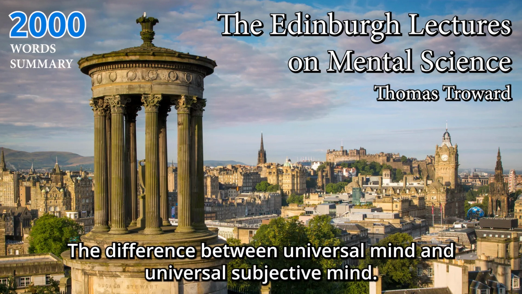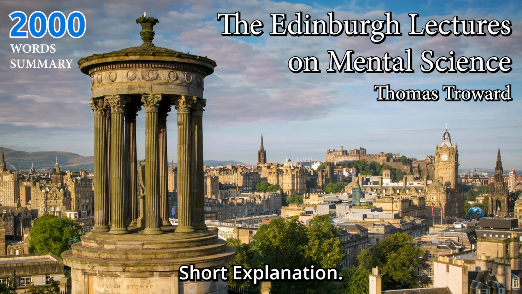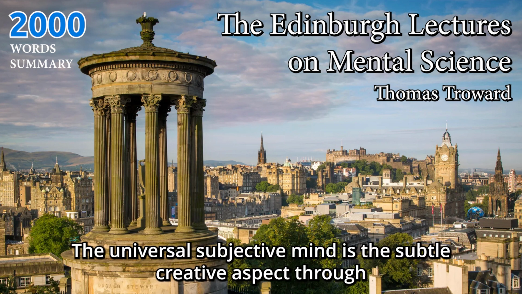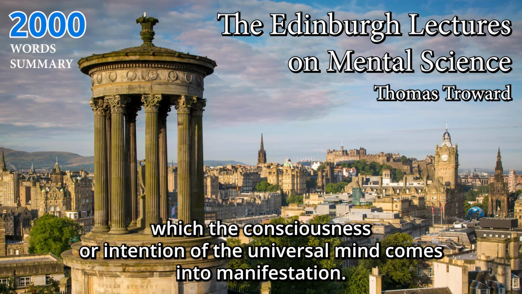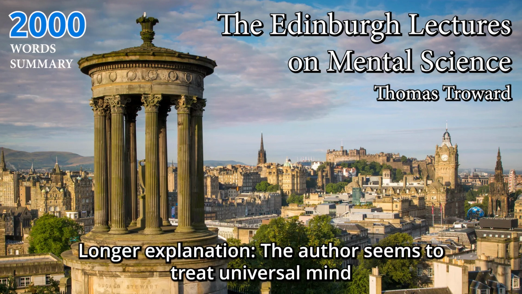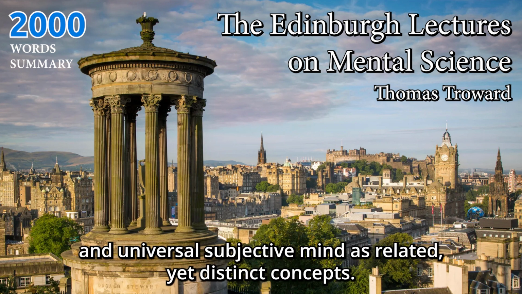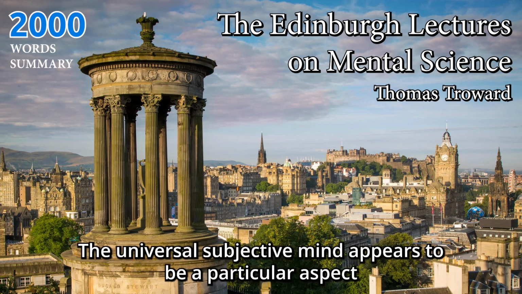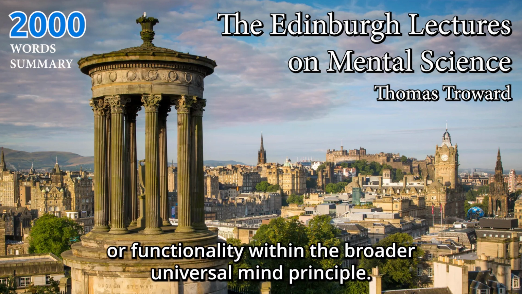The difference between universal mind and universal subjective mind. Short explanation. The universal subjective mind is the subtle creative aspect through which the consciousness or intention of the universal mind comes into manifestation. Longer explanation. The author seems to treat universal mind and universal subjective mind as related yet distinct concepts. The universal subjective mind appears to be a particular aspect or functionality within the broader universal mind principle.